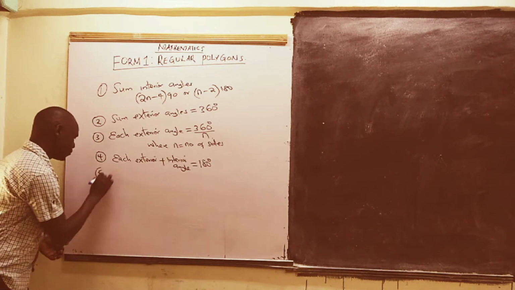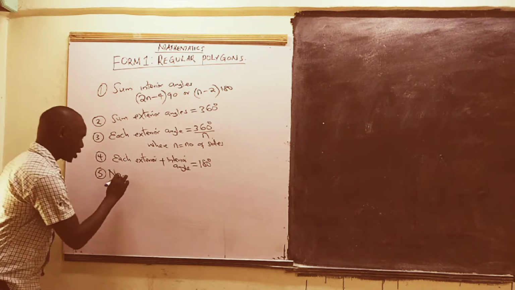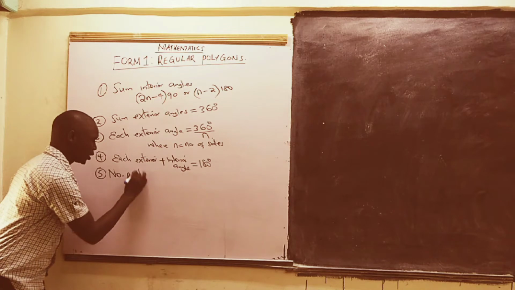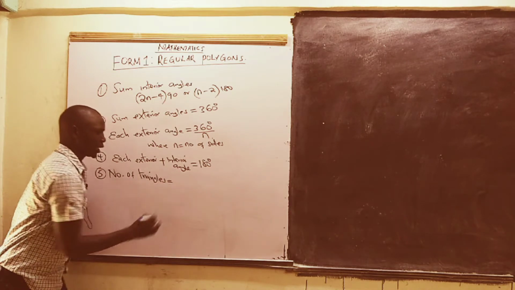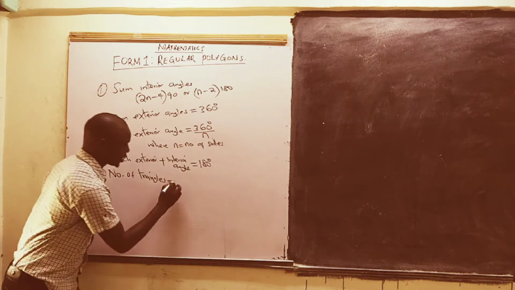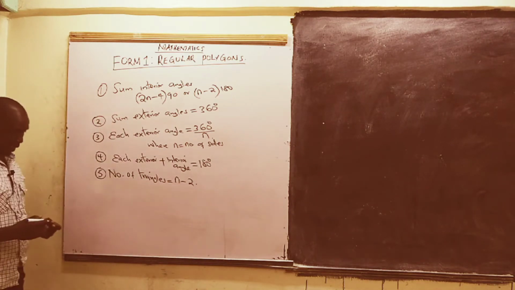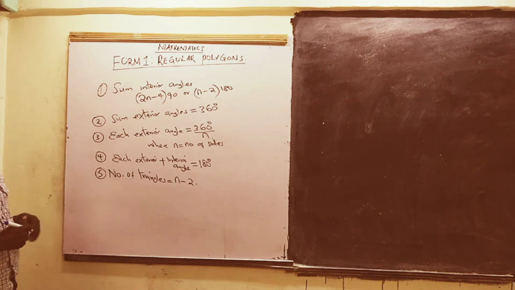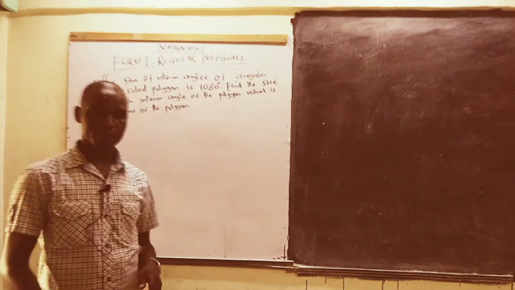Then number 5, sometimes you can get a question that requires you to calculate the number of triangles, and the number of triangles of any polygon are usually less by 2 from the number of sides, and therefore it is going to be equal to n minus 2. Once you have all these basic principles, you'll be able to work out any question from this section.